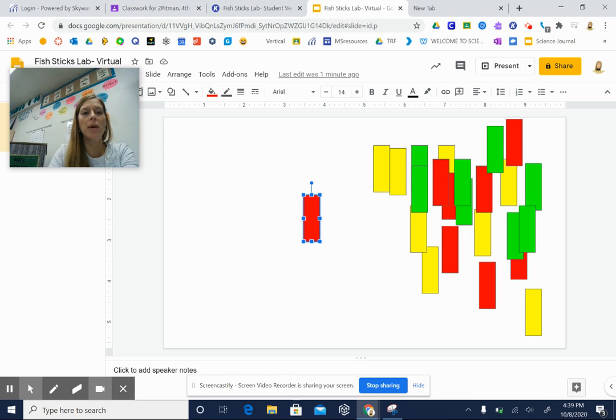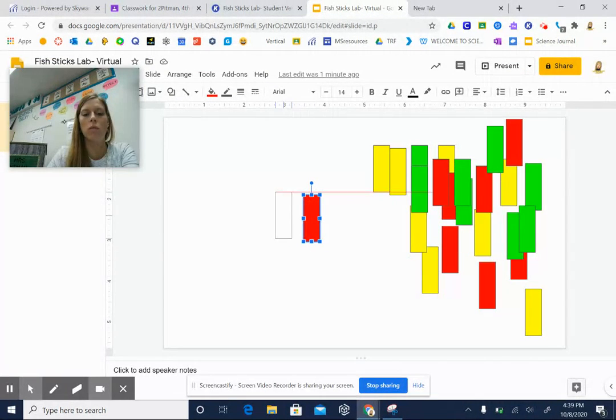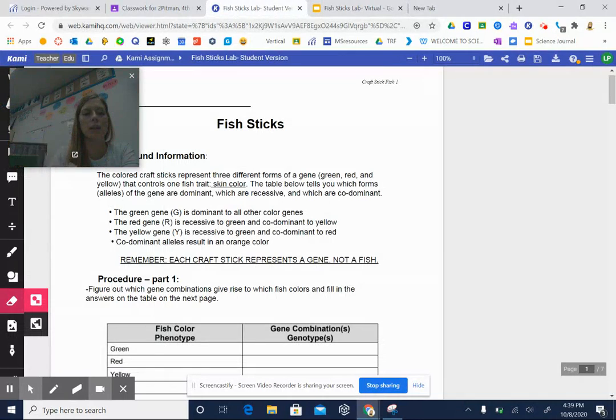Okay, so this is the way that I came up with for you to do the fish sticks lab virtually. Everywhere it says colored craft sticks in your paper, what it actually means is one of these rectangles. Okay, so let's take a look.